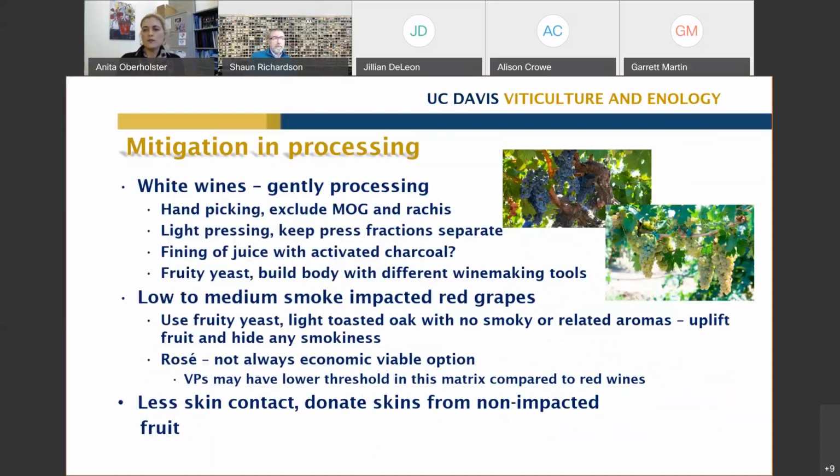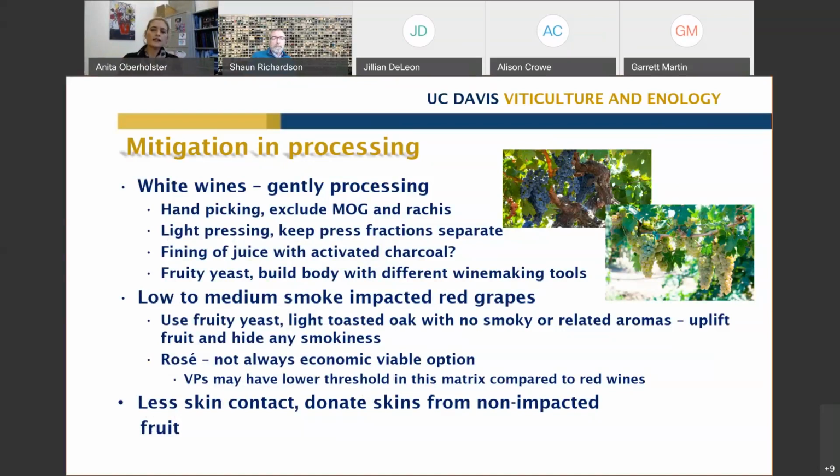So currently, what mitigation do we know of? White wines, because it's in the skins, you have the option of avoiding skin contact as much as you can. If you can do hand picking, exclude MOG because we know it's in the leaves. At this point, we say exclude rachis. We're not sure about rachis. Light pressing: we know that with the mechanical force of pressing, as soon as you do that, you start forcing more of the volatile phenols out of the skin.